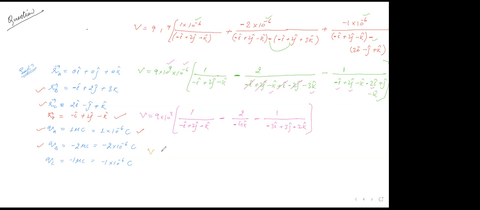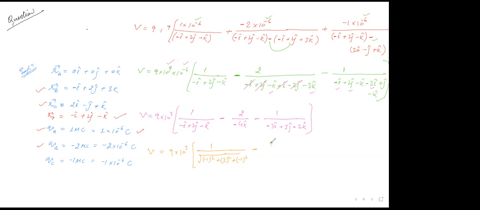And now you can take as a magnitude all of these values, 9 into 10 raised to the power 3. And now this is 1 over root of, what is your magnitude of i cap? This is your minus 1. So you can take minus 1 square plus magnitude of j cap is 2. It's your 2 square. And similarly, minus k, you can take minus of 1 square.